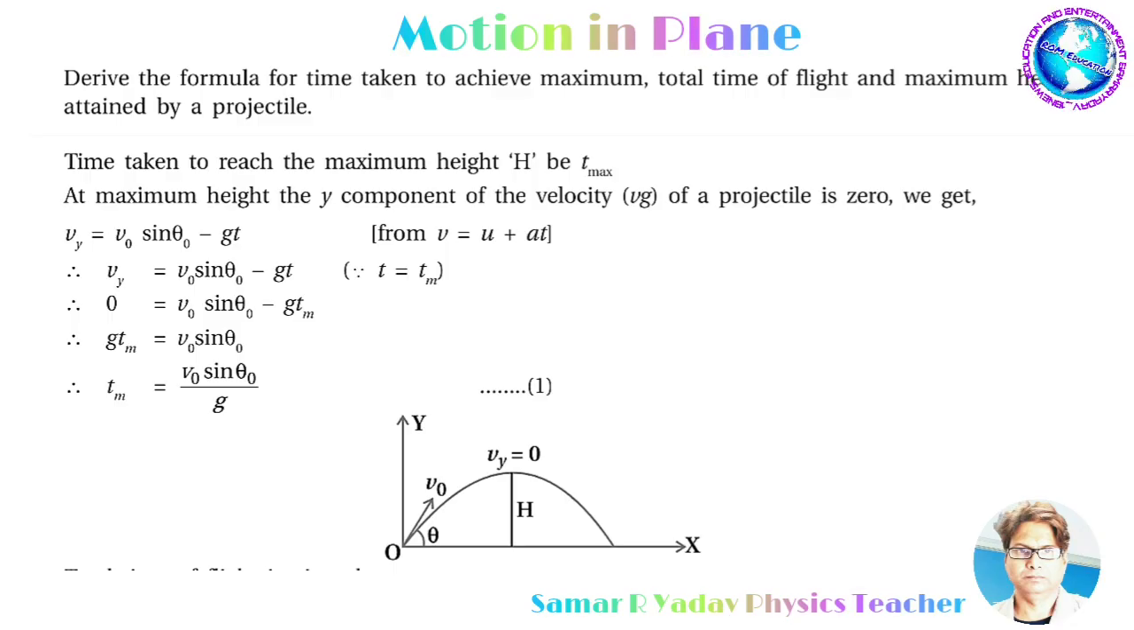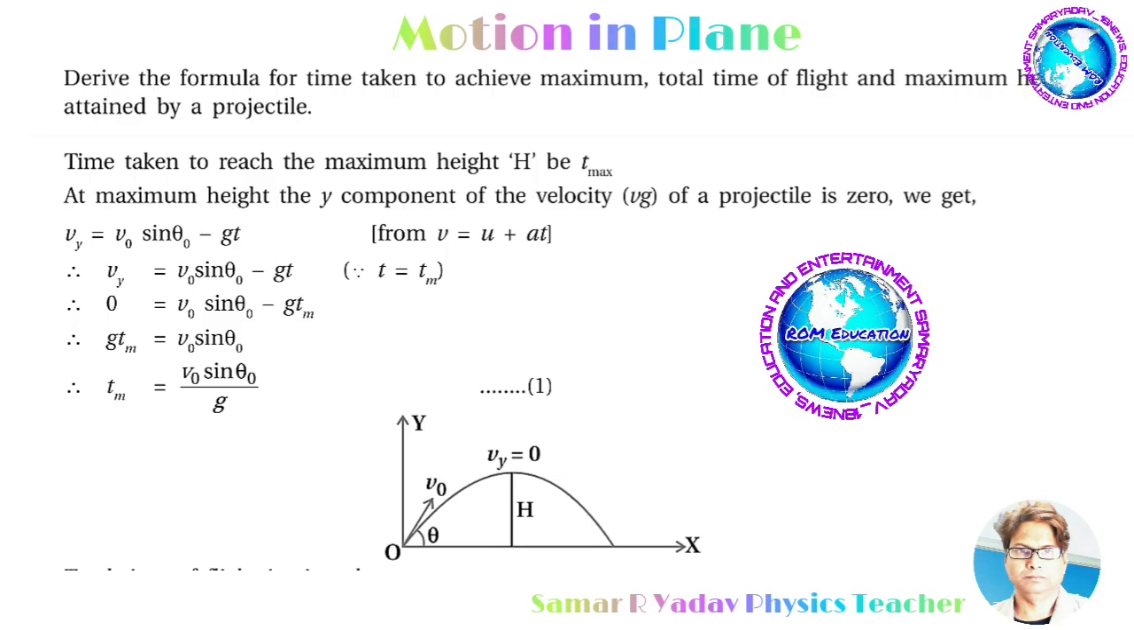Derive the formula for time taken to achieve maximum height, total time of flight and maximum height attained by the projectile. Let the time taken to reach the maximum height h be Tm. At maximum height, the y component of the velocity vy of the projectile is 0. We get vy = v0 sin θ0 − gt, from the equation v = u + at.